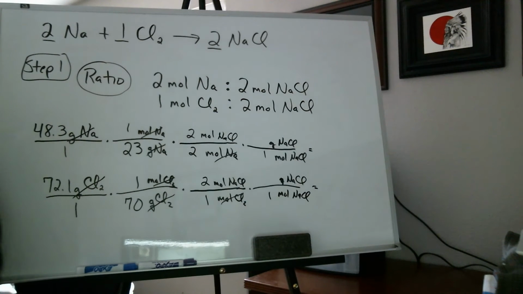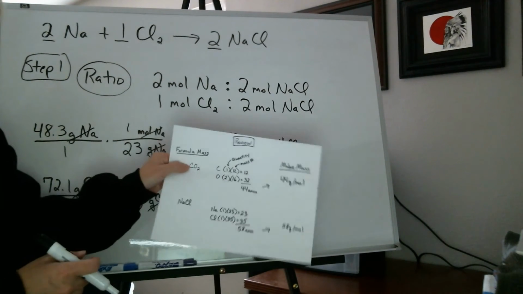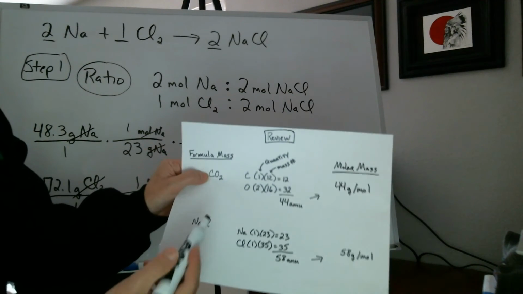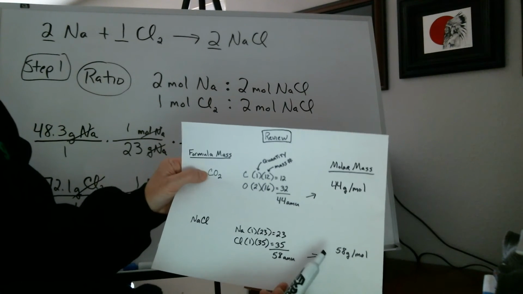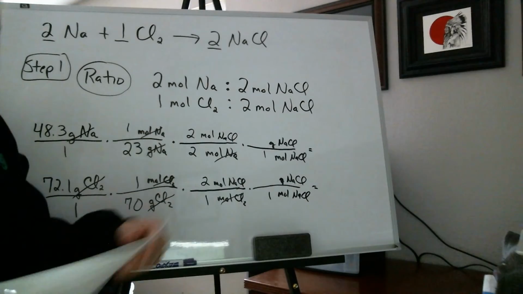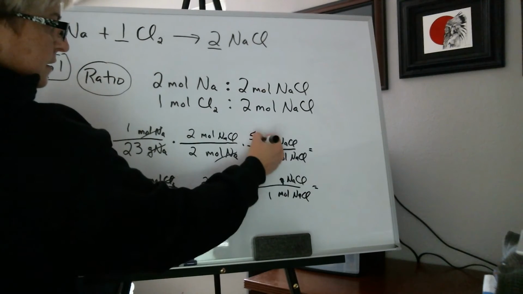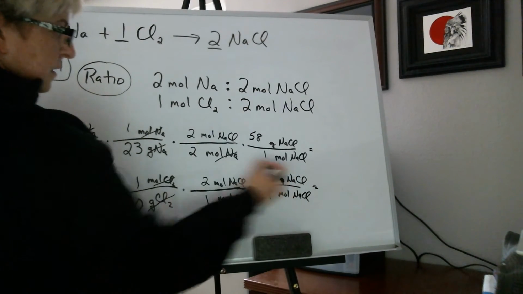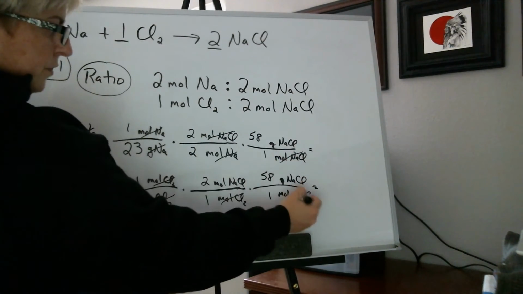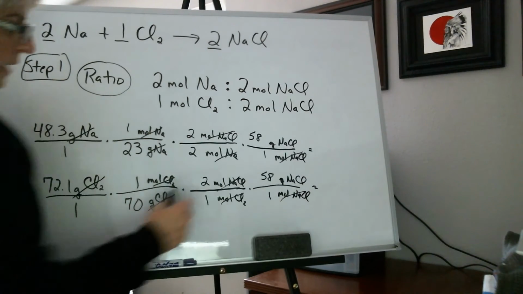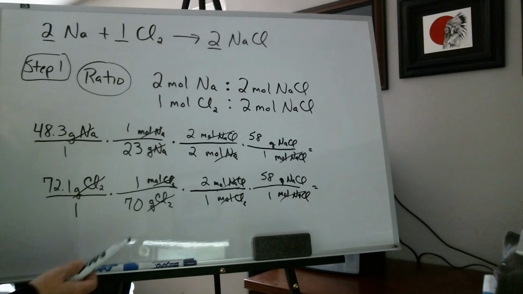So in 1 mole of sodium chloride, and I think, let me take a look here. Yes, when we did our review here, we actually found the molar mass of sodium chloride. It was 58. So 58. And then moles cancel, and I'm left with grams of sodium chloride, which is what I want.